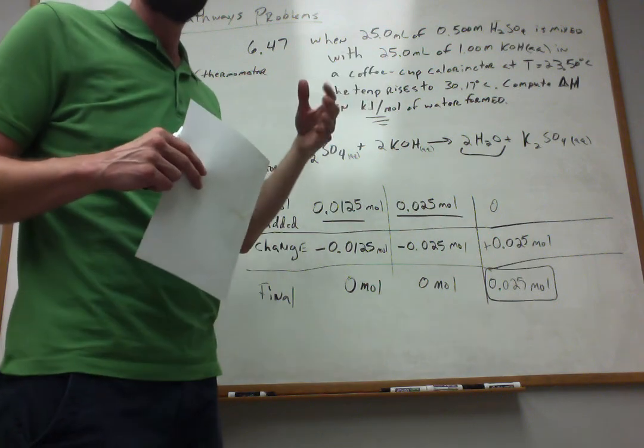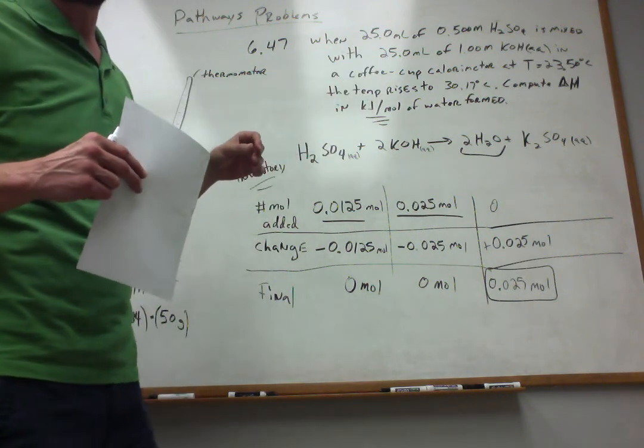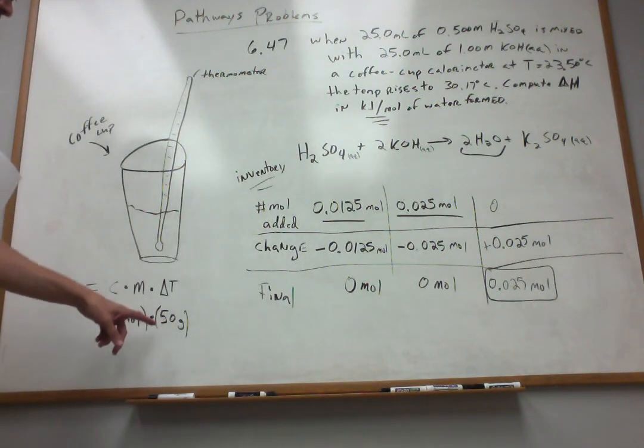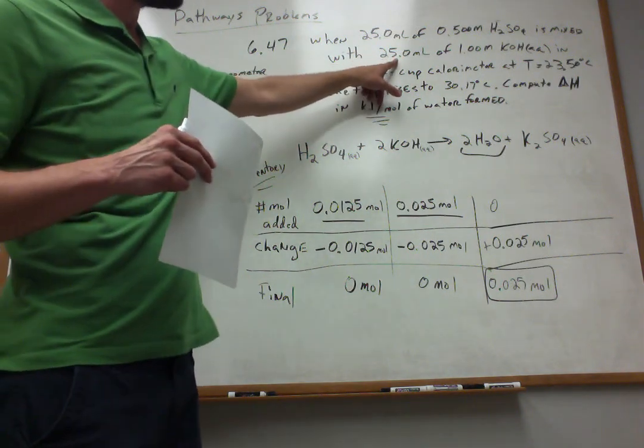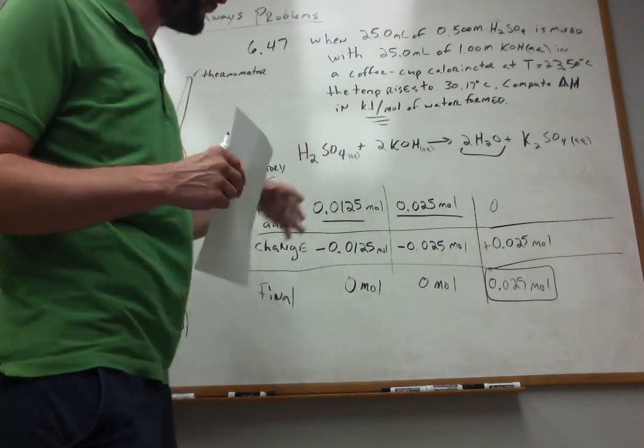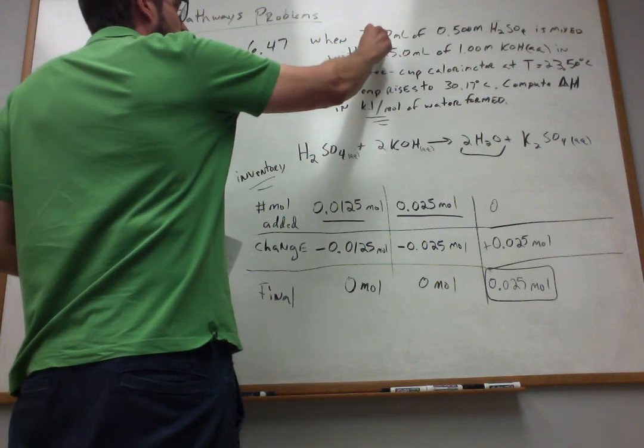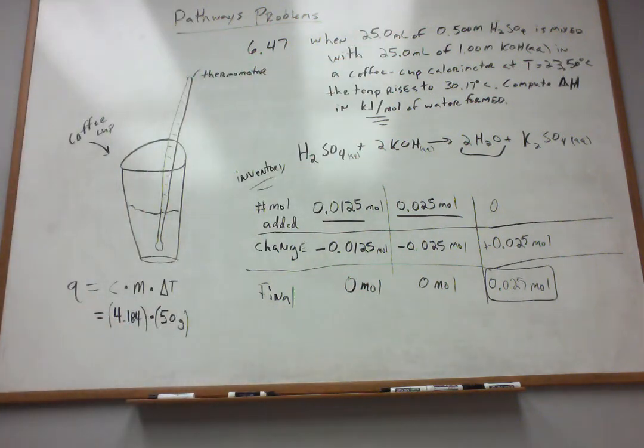We're also told in the problem that we could assume the density is 1 gram per milliliter. So if that's the case, this is 25 grams. This is 25 grams. You add it together, conservation of mass, right? And you get 50 grams. So 50 grams of solution.